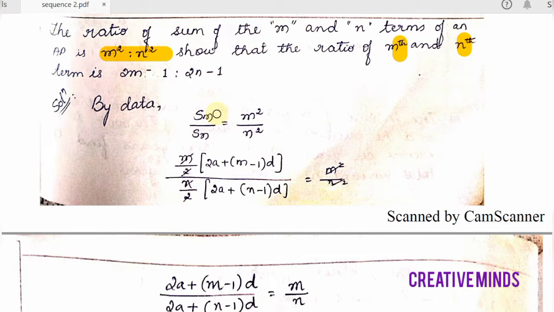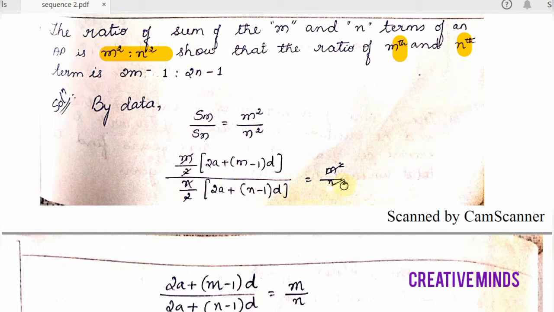By the data, Sm is equal to m square, right? So Sn is equal to n square. So the ratio Sm by Sn is equal to m square by n square. We know that Sn is equal to n by 2 into 2a plus n minus 1 into d. The formula was explained in previous videos. So Sm is equal to m by 2 into 2a plus m minus 1 into d. Similarly, Sn is equal to n by 2 into 2a plus n minus 1 into d, and the ratio is equal to m square by n square.